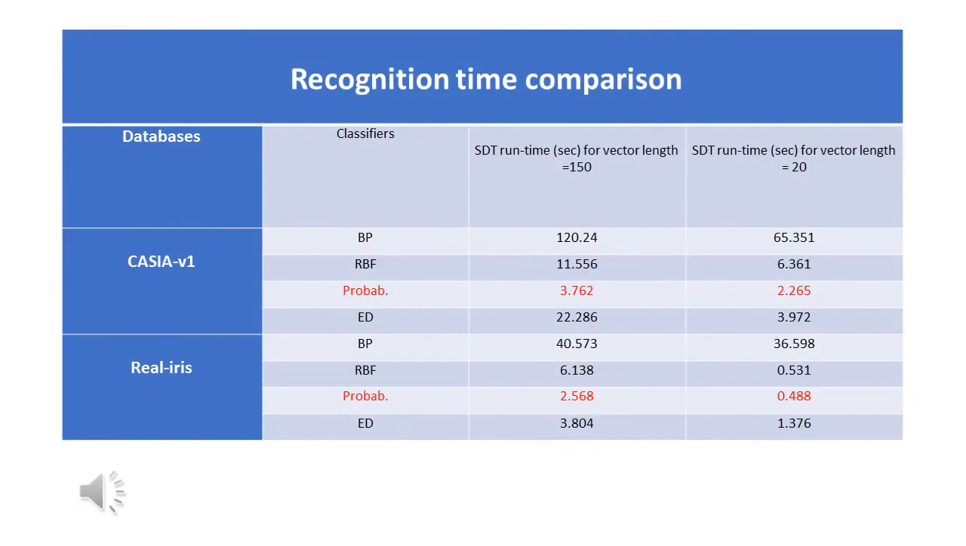The last table represents the recognition time comparison for the four classifiers. From the table, we see that the probabilistic takes the minimum runtime for 150 machine vector values, which is just 2.5 seconds, and for a machine vector of 20 values, the probabilistic takes just 0.488 seconds.